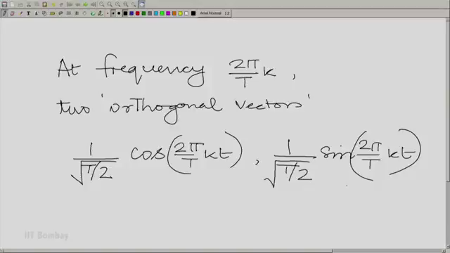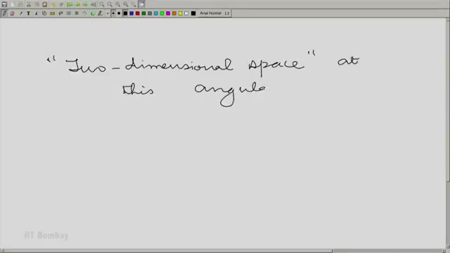Now, we will use our geometric intuition to understand how we can use these orthogonal vectors to get the components. So, suppose you had an arbitrary vector. Remember, you are talking about a two-dimensional space now. So, we have a two-dimensional space at this angular frequency, and we want to get the components of this vector. Of course, that vector could be in a higher dimensional space, but I am just showing its projection on the two-dimensional space. You could visualize it like this.